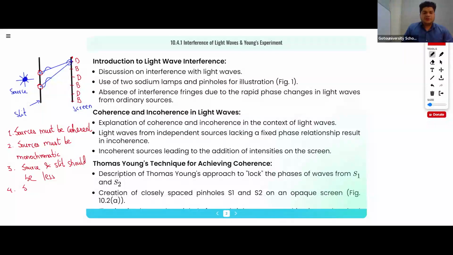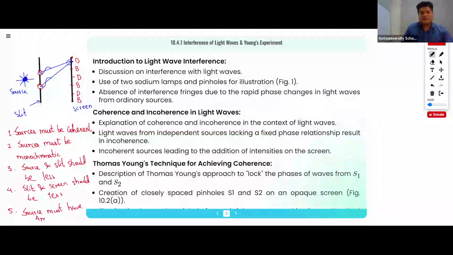The distance between slit and screen should be less. Then he told the last thing, that the sources must have the same amplitude. Sources must have the same amplitude.